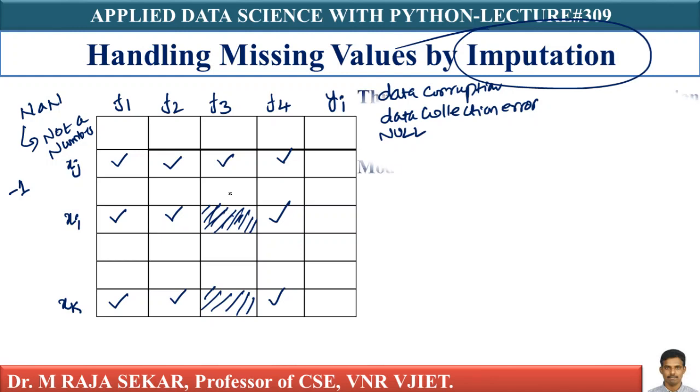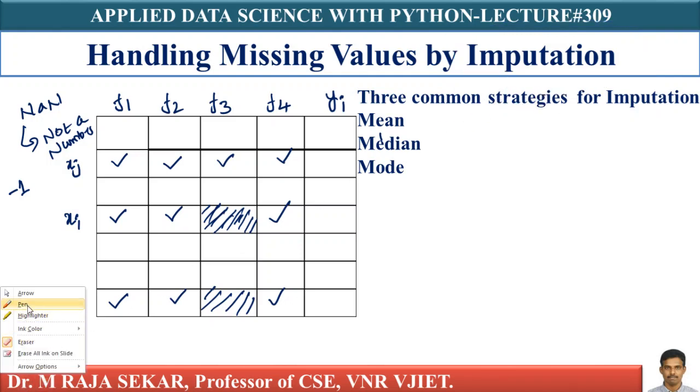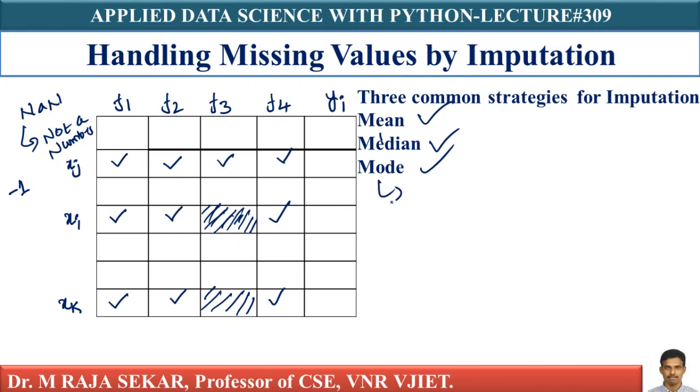There are three common strategies. Let me erase this one. Yes. What are these three common strategies for imputation? Mean, median, mode, isn't it? I can say mean, median, mode. Mode means what? Most frequent value. That's mode. And how does it work?